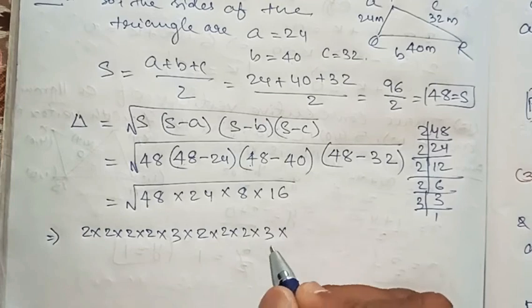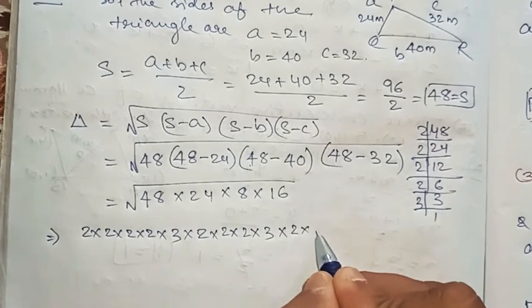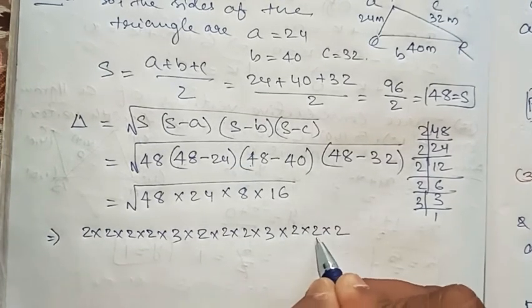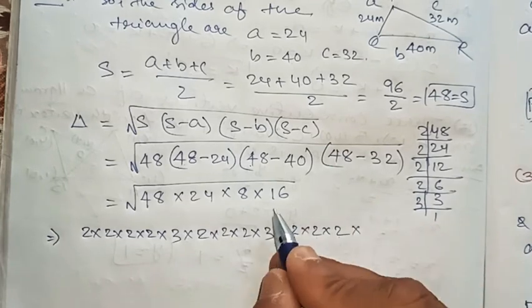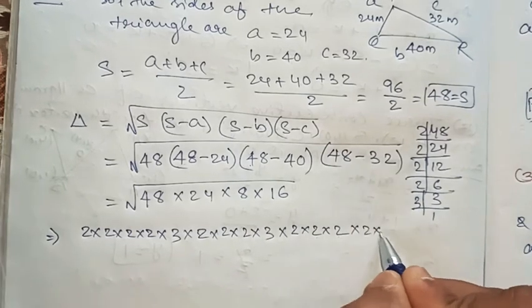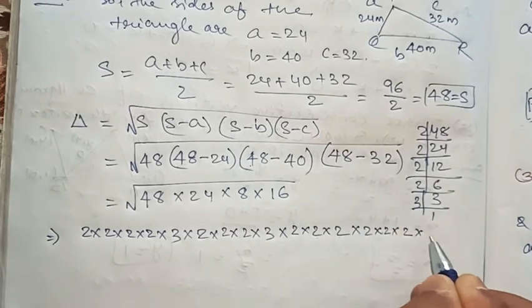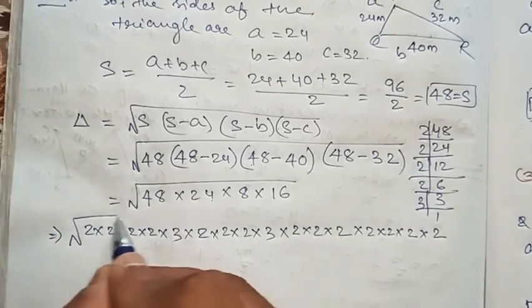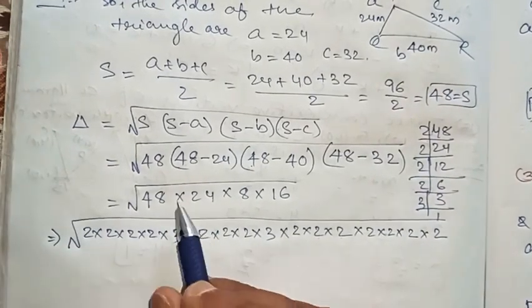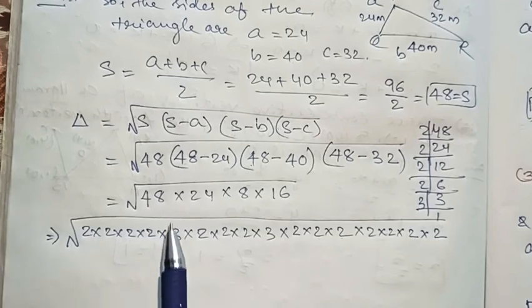Now what is the LCM of 8? LCM of 8 is 2 twos are 4, 4 twos are 8. What is the LCM of 16? 16 is 2 twos are 4, 4 twos are 8, 8 twos are 16. So this much we got, the LCM of these numbers. Find out the LCMs properly, then only you will be able to get the correct answer, remember.